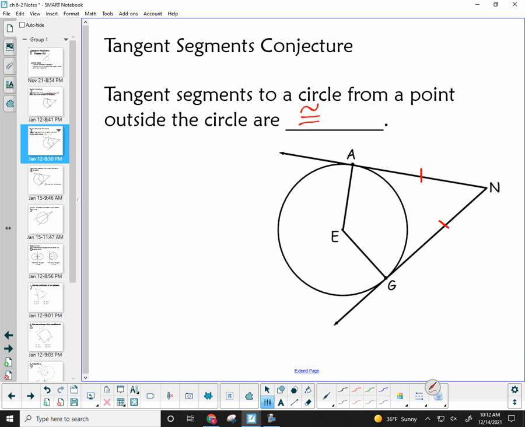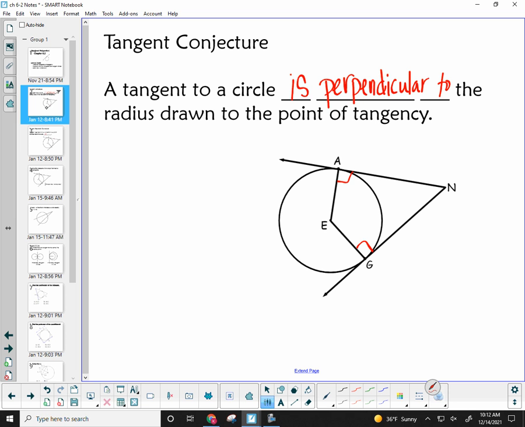So let's talk about why that is. Remember, I'm all about those connections. So let's switch back here for a second. So we just talked about how, in this case, angle A and angle G are congruent, right? They're actually right angles. Okay, well, what about AE and GE? They're congruent. Why? Because they are radii, correct? Okay, now, what if I were to draw in this segment, EN? If I could prove that top triangle congruent to the bottom triangle, then I could use CPCTC to say that AN and GN are congruent.